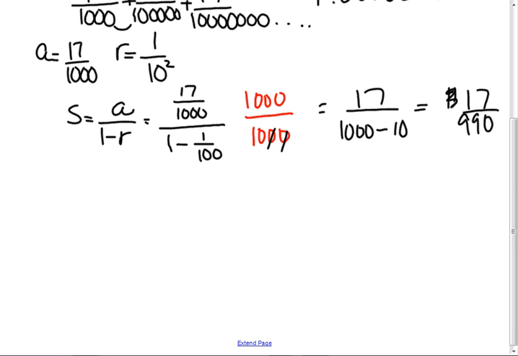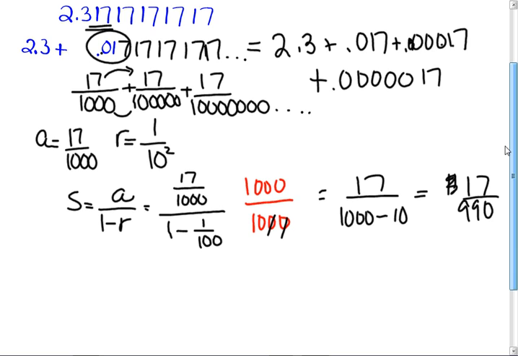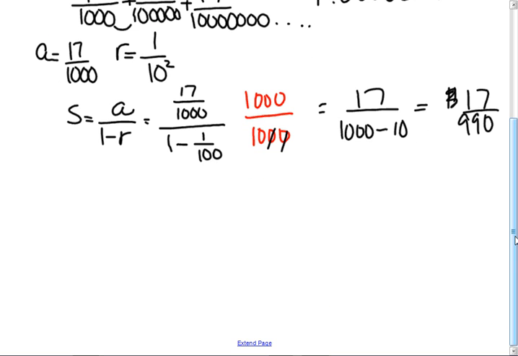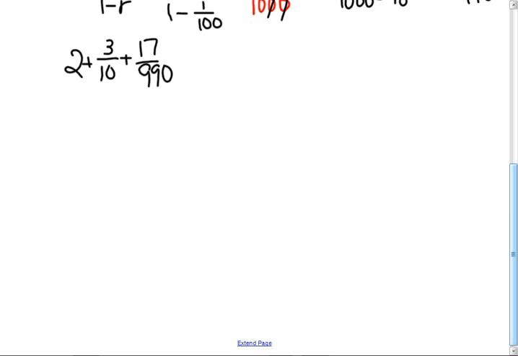And then that's just the repeating part plus the 2.3. So you have 2 and 3 tenths. So 2 and 3 tenths is 2 plus 3 tenths. That's what that fraction is equal to. Yeah. I gotta get this. I'm gonna multiply this by 99. Whatever that is.